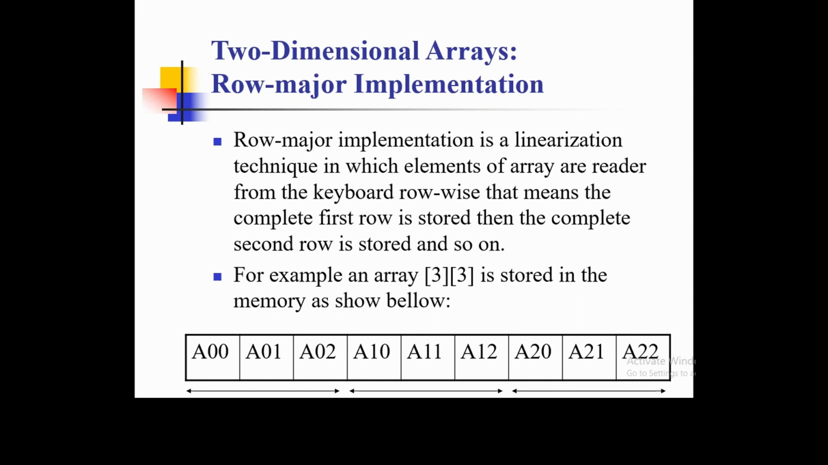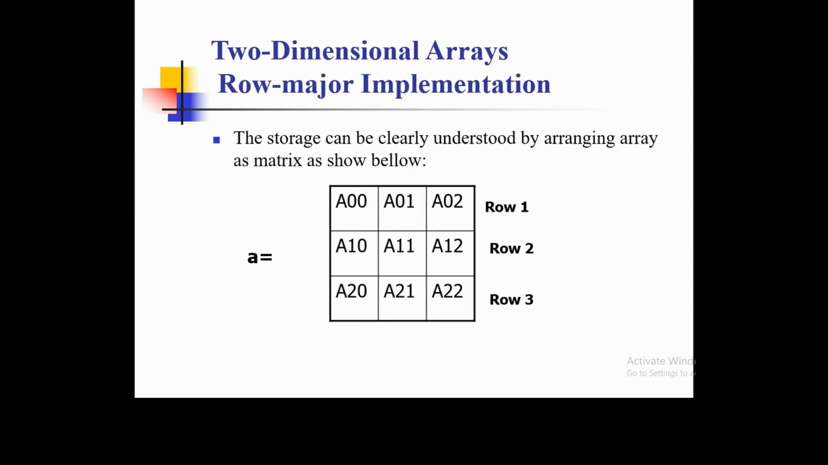Row major implementation is a linearization technique in which elements of the array are read from the keyboard row-wise. That means the complete first row is stored, then the complete second row, and so on. Like this is the array. Then this is the first row: A00, A01, A02. Then the next row A10, A11, A12. And this is the third row. Row 1, row 2, row 3.